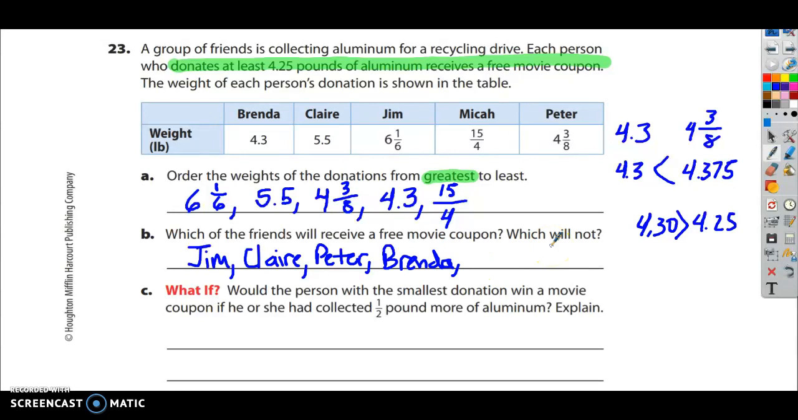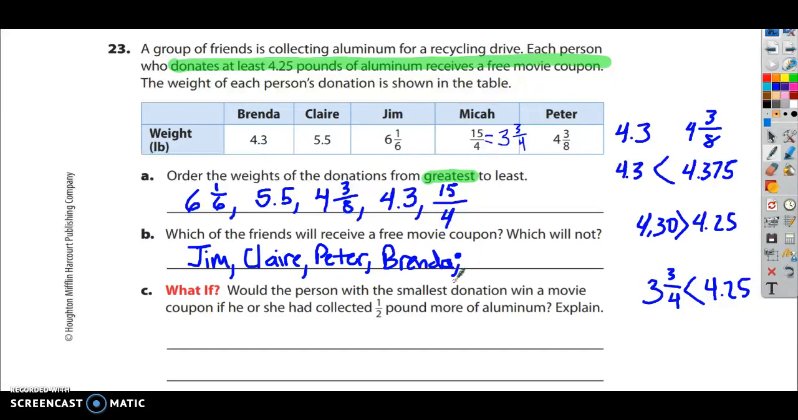And there's only one person left. It's Micah. Remember what Micah's value was. Micah's was 3 3/4. Is 3 3/4 greater than 4.25? Let's think about it this way. 3 3/4 or 4.25, which is greater? Well, clearly 4 is a bigger whole number than 3, and so this is less than, and you have to donate more than 4.25. So I'm going to change this to a semicolon right here.